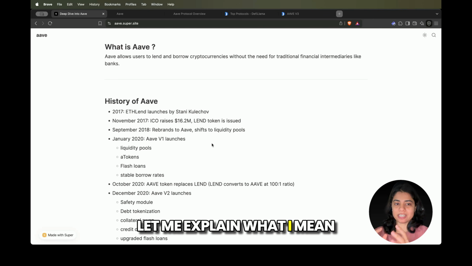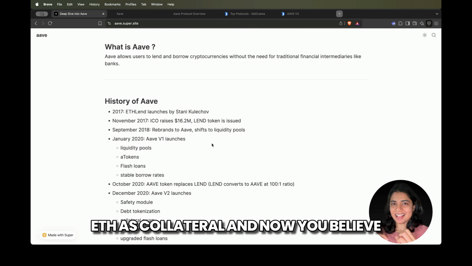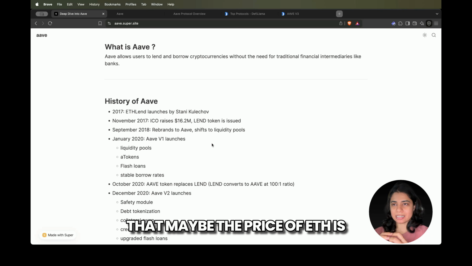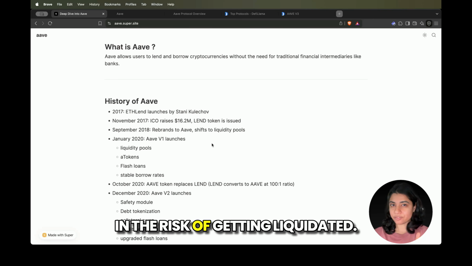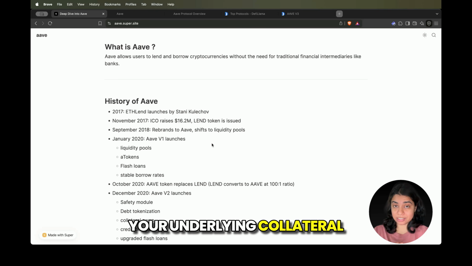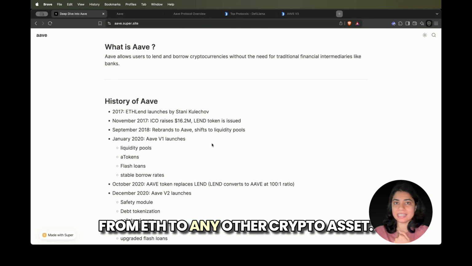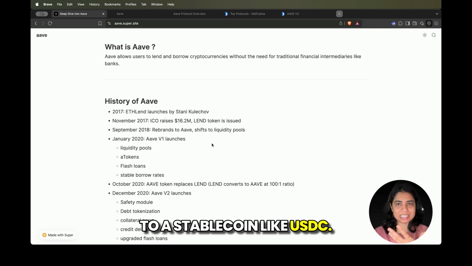Let me explain what I mean by collateral swap. So let's say you have supplied ETH as collateral, and now you believe that maybe the price of ETH is going down and you might be at risk of getting liquidated. What you can do is change your underlying collateral from ETH to any other crypto asset. Let's say you can change it to a stable coin like USDC.